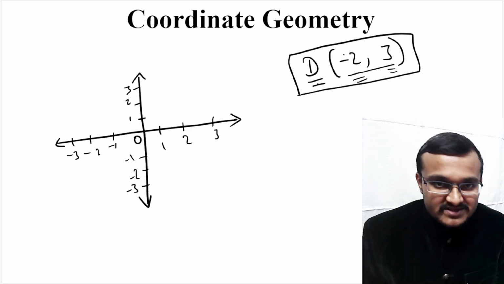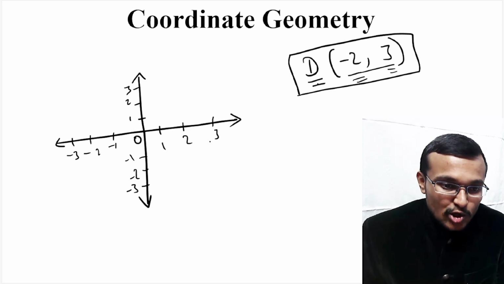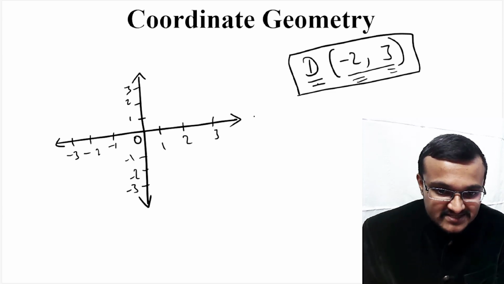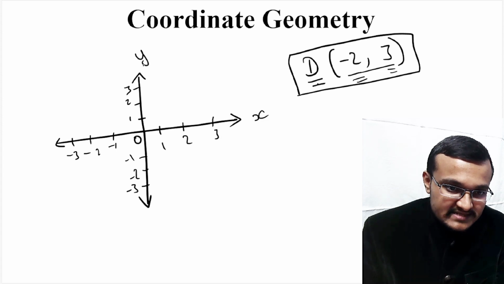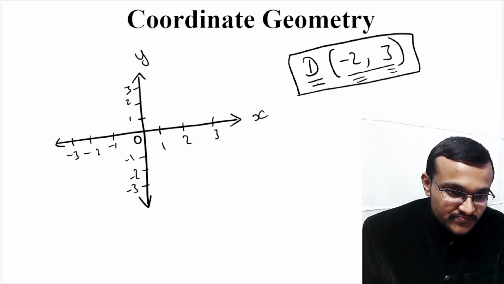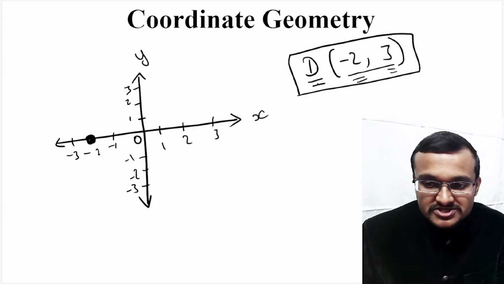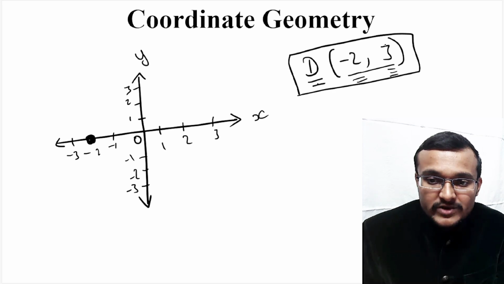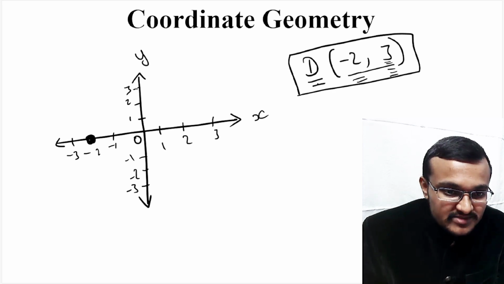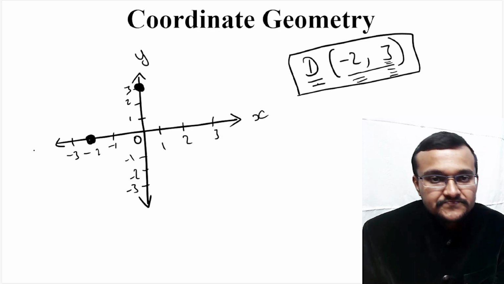So that is -2 and 3. Now locate -2 on the x-axis. So this is the x-axis and this is the y-axis. Where is -2? -2 is at this particular position. Where is +3? Because here, the information I am giving with respect to the y-axis is +3. So that means you have to locate +3 somewhere around here.